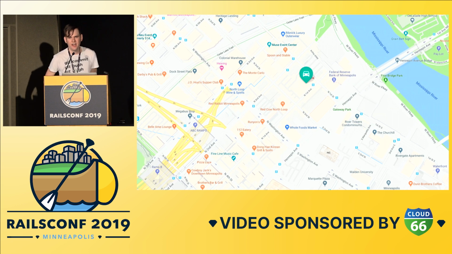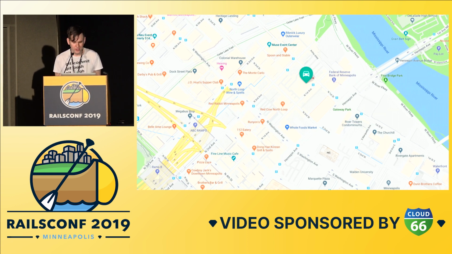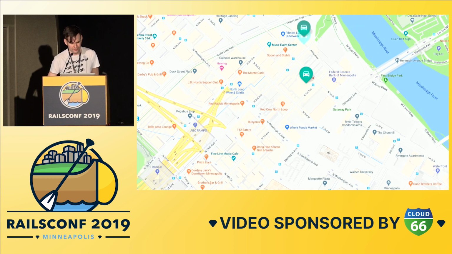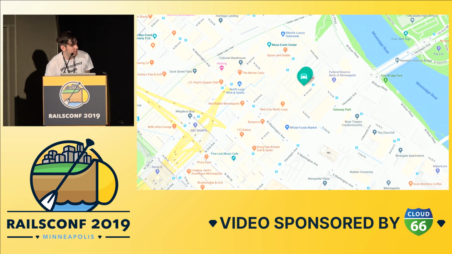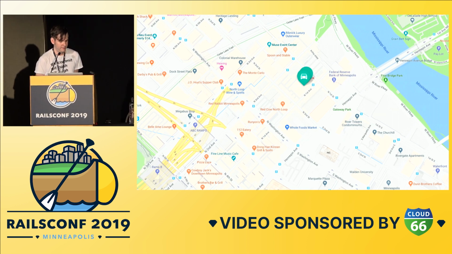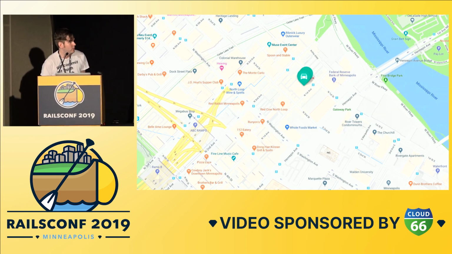Now, Google tells me that this coordinate is 44.984549 degrees north by 93.268504 degrees west. That's a lot of numbers. Maybe we don't need all of those. Let's drop it down to 4. And we're in the same block, in the same building. So maybe we can go down to 4.